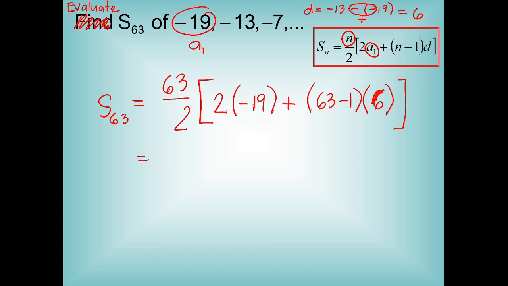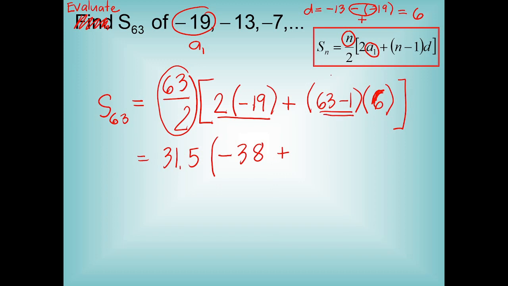Okay? Now, let's continue. Divide. How much do we get for this? This will give us 31.5. Okay. Multiply the 2. 2 times 19. Negative 38 is right. Plus, what is the difference between these two numbers? 62 times 6. Again, how much? 372. Okay. What is negative 38 plus 372?